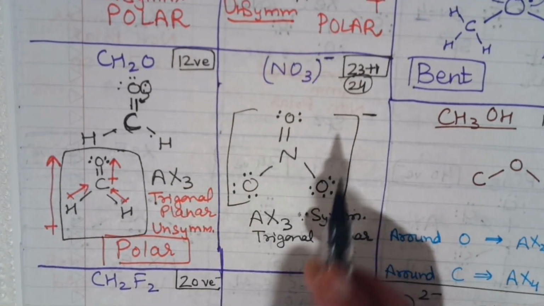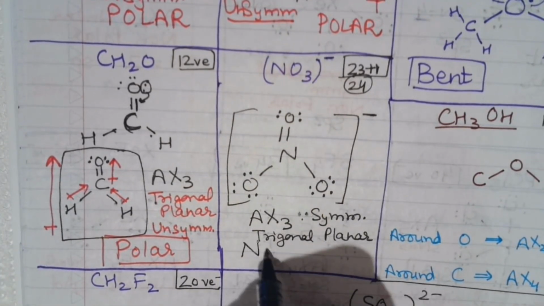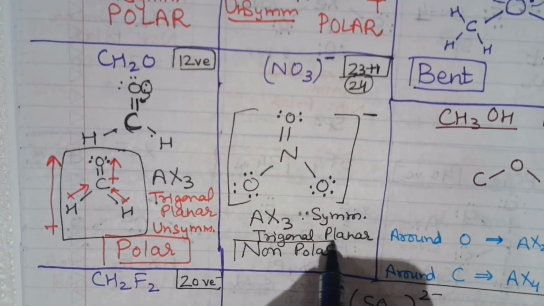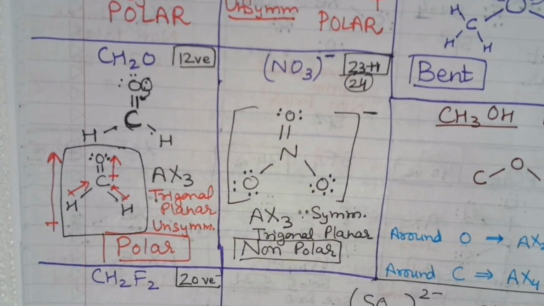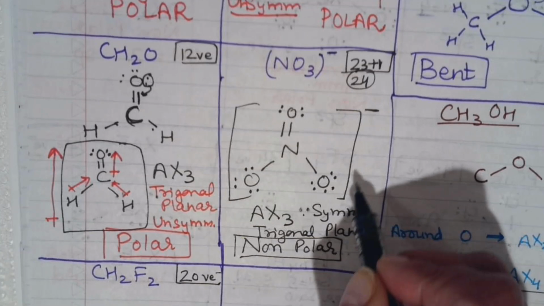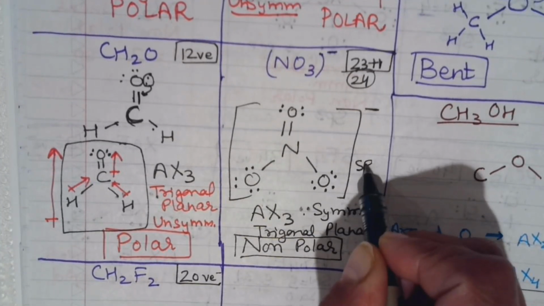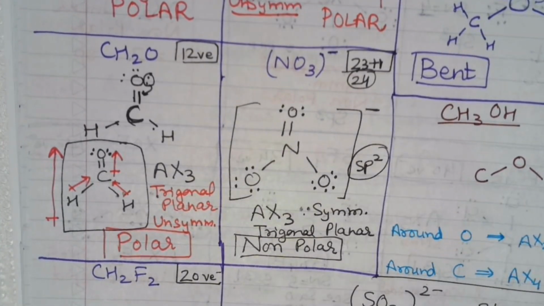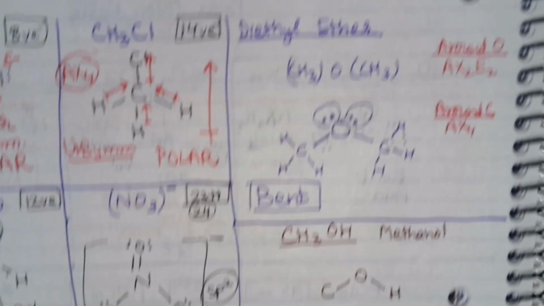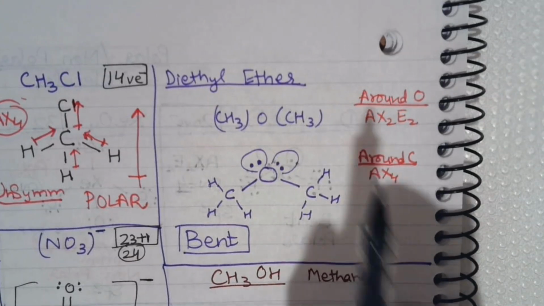All the X atoms are the same, so hence this is a non-polar molecule, right? And then the hybridization: since the steric number is 3, the hybridization is sp2. Okay. Next, I have drawn 2 organic compounds.